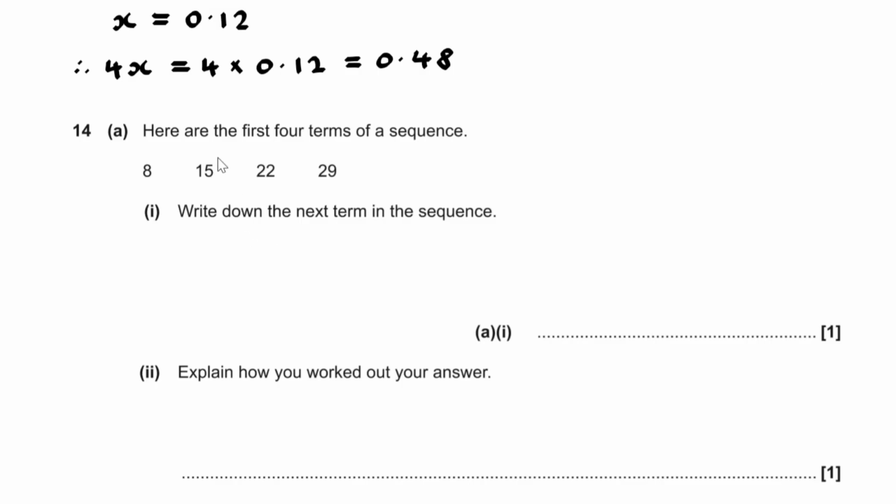Question number 14. Here are the first 4 terms of a sequence. We have to write down the next term of this sequence. Well, what are we doing from one term to the next? Well, 8 plus 7 is 15. 15 plus 7 is 22. 22 plus 7 is 29. 29 plus 7 is 36. So the next term in the sequence is 36. Explain how we found our answer. Well, what we did was we added 7.